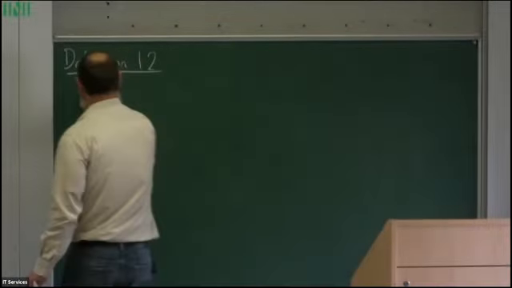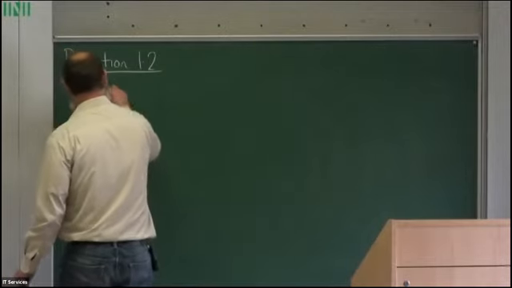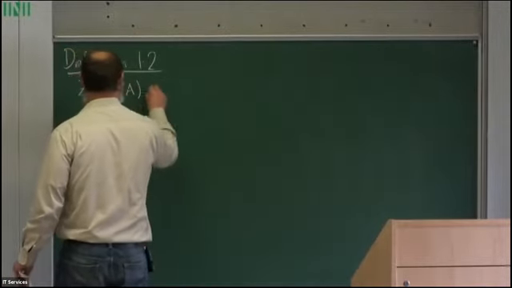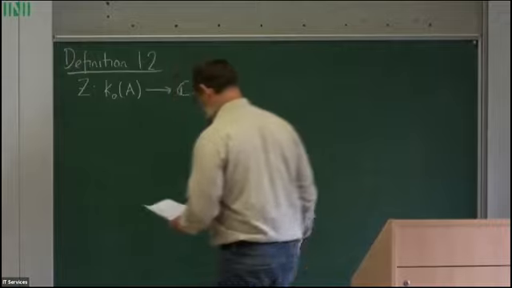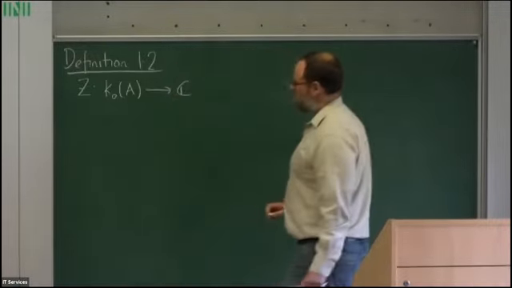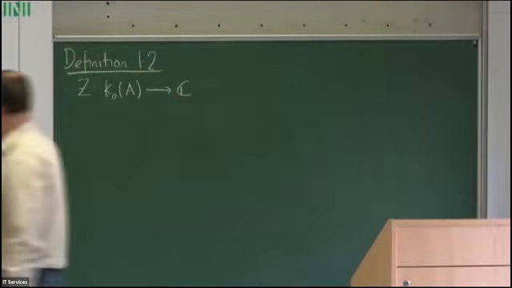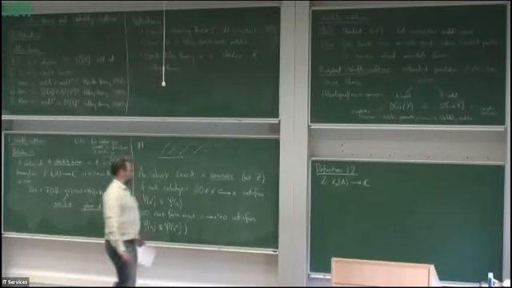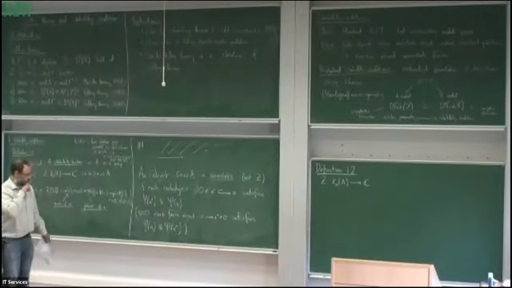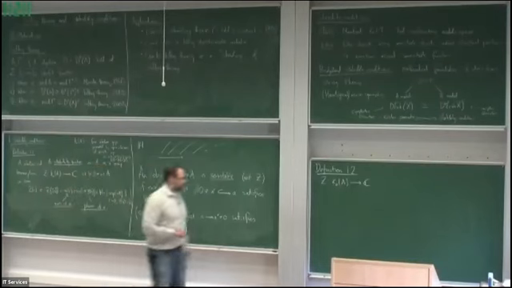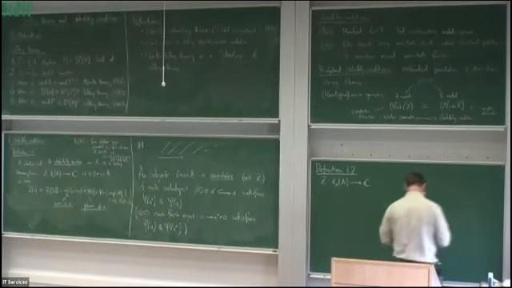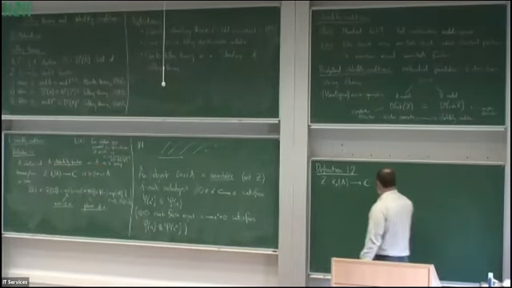So if I have Z from the Grothendieck group of A to the complex numbers, it's double prime. Yes, should be. The quotient object is double prime, the subobject is single prime. So this is a stability function.